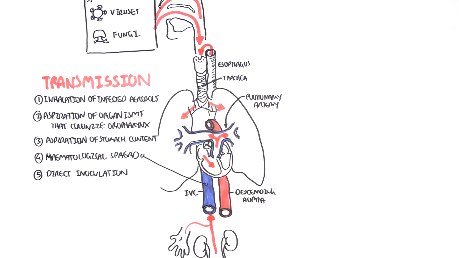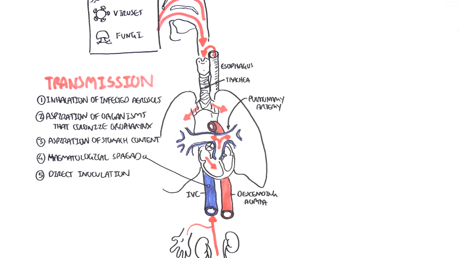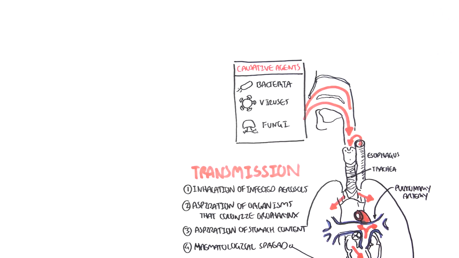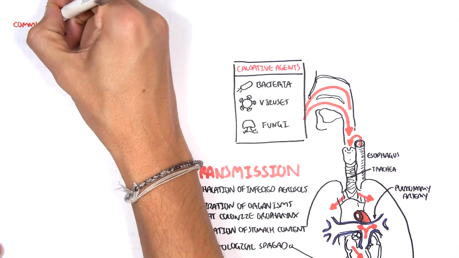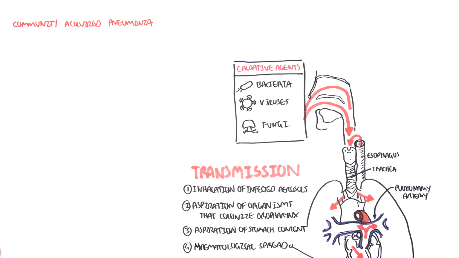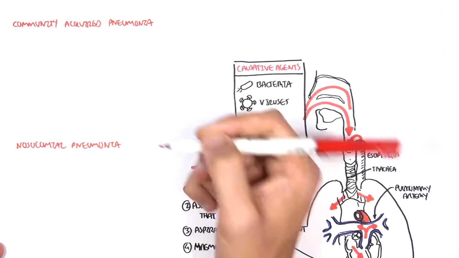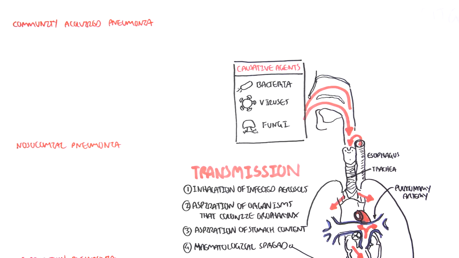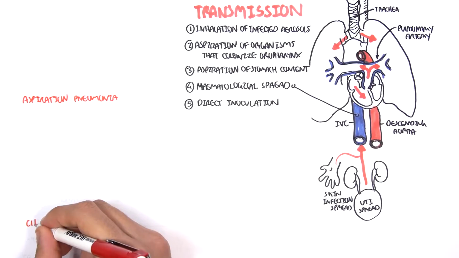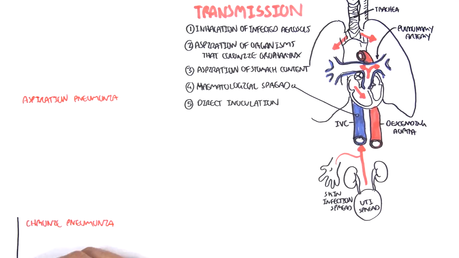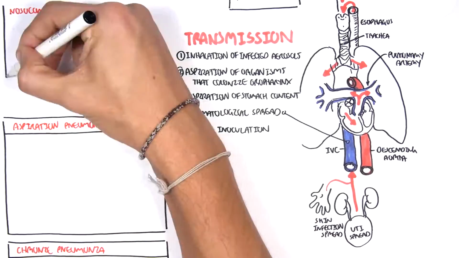So we categorize pneumonia before into the areas of lung affected, which is into lobar pneumonia and bronchopneumonia. But we can also categorize pneumonia into the location where the infection was acquired, as well as the cause of infection, such as aspiration pneumonia, and also the severity, chronic pneumonia. So the types of pneumonia that we will look at, as well as its causative agents, are the community-acquired pneumonia, nosocomial pneumonia, aspiration pneumonia, and chronic pneumonia. Let us begin with community-acquired pneumonia.